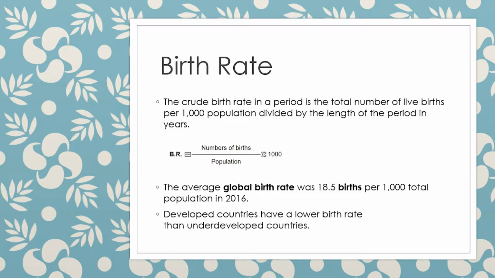Birth rate. The crude birth rate in a period is the total number of live births per thousand population divided by the length of the period in years. The formula of birth rate can be written as birth rate equal to number of births by the total population into 1000. The average global birth rate was 18.5 births per thousand population in 2016. It is said that developed countries have a lower birth rate than underdeveloped countries.